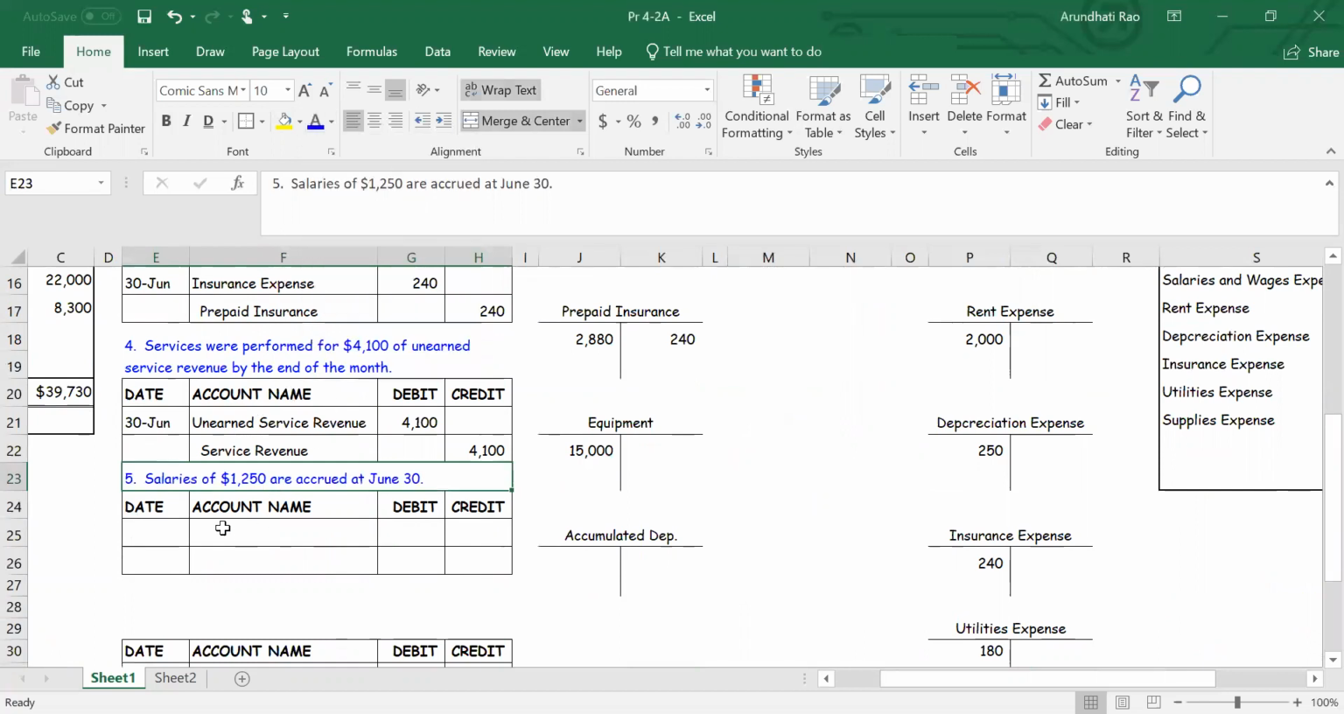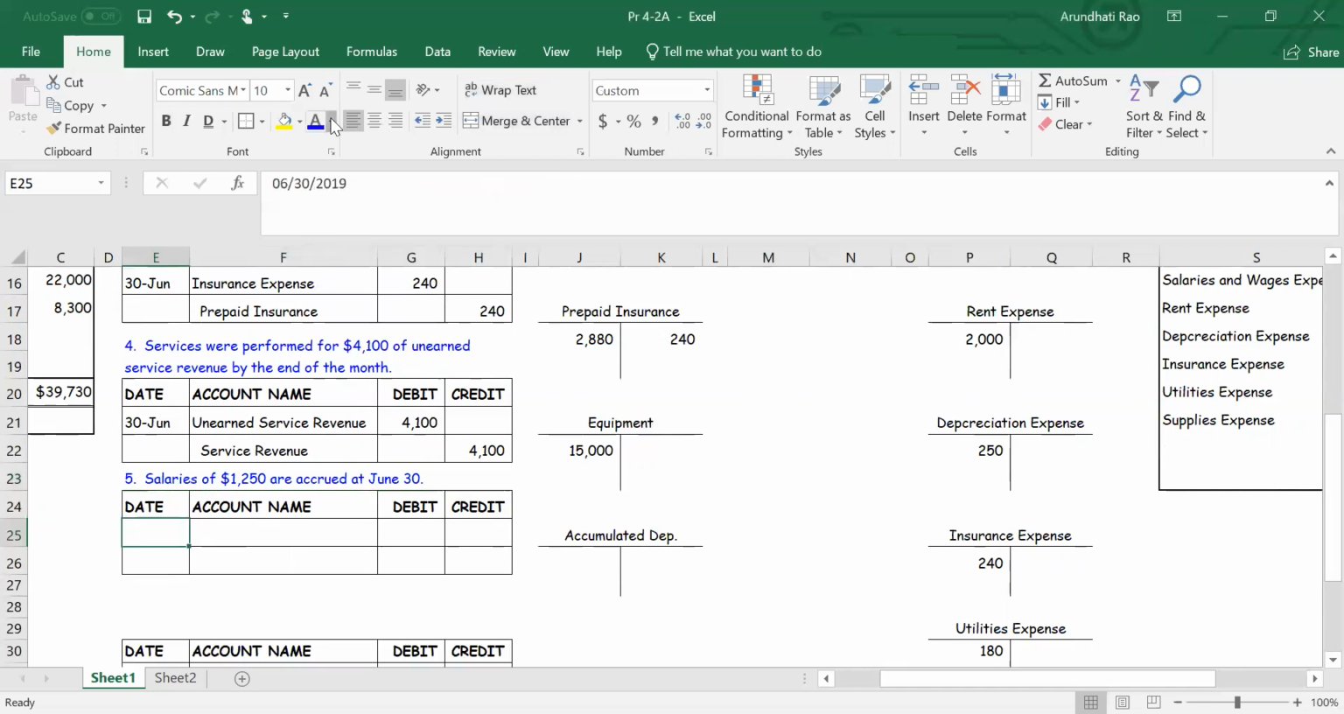Number 5, salaries of $1,250 are accrued at June 30th. When we see the word accrued, it means it has happened. What has happened over here? Who do we pay salaries to? Our employees. They have done the work for us. We have not made the payment as yet, which means in a couple days' time, perhaps I'll make the payment. If June 30th doesn't happen to come on the payday, I need to accrue the salaries, which basically means I'm acknowledging the fact that I got the benefit, I owe them the money.